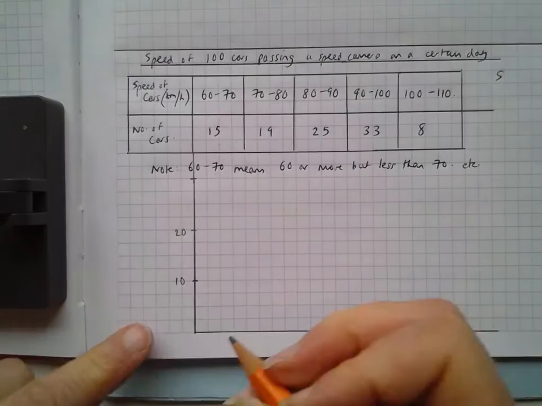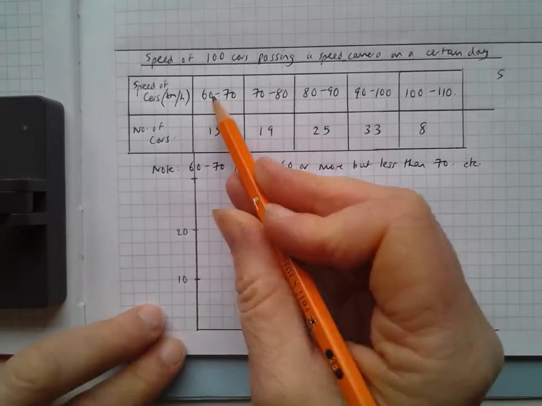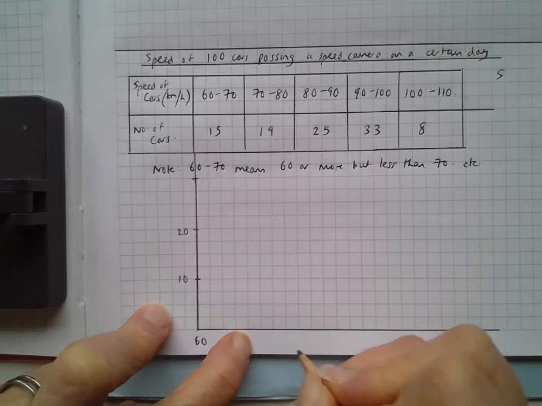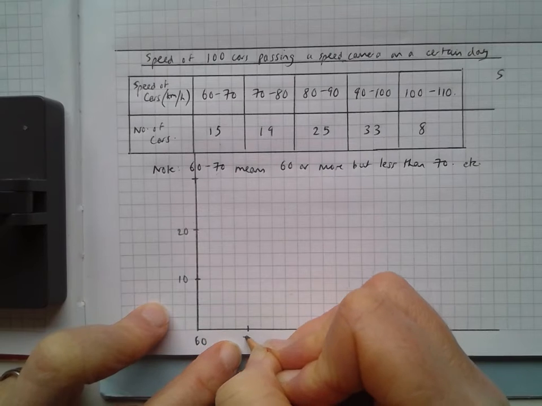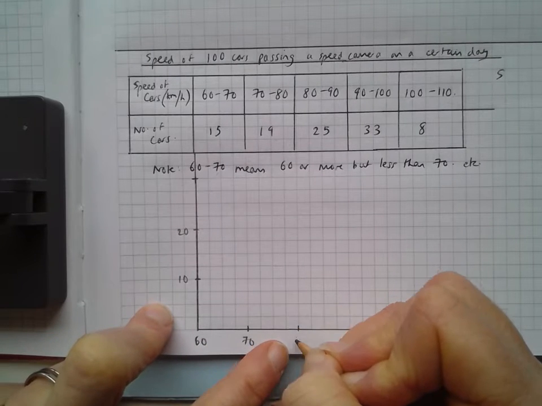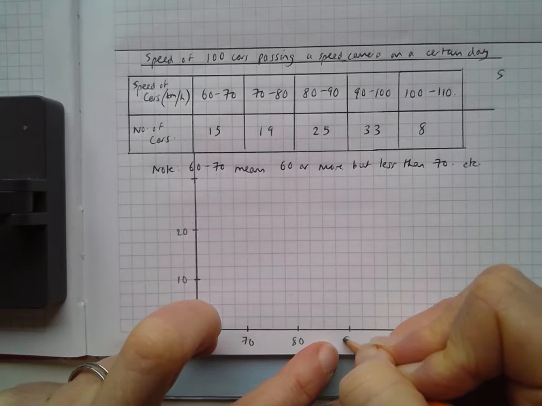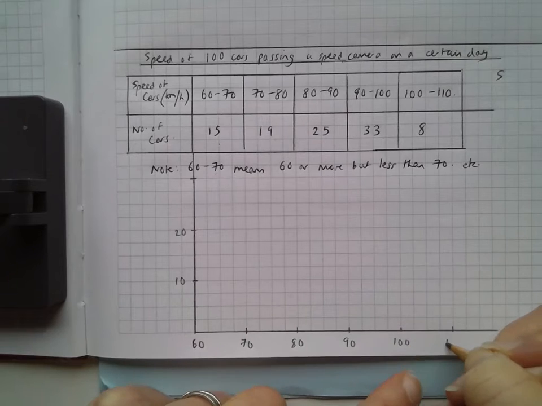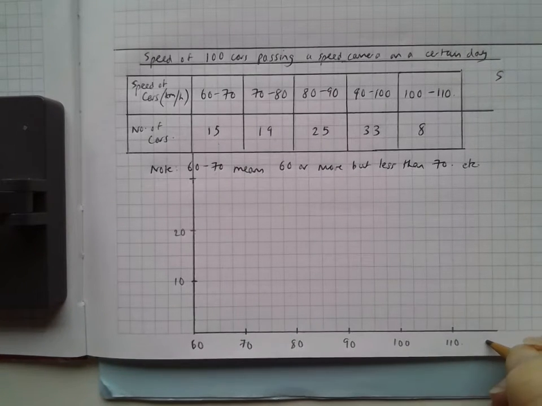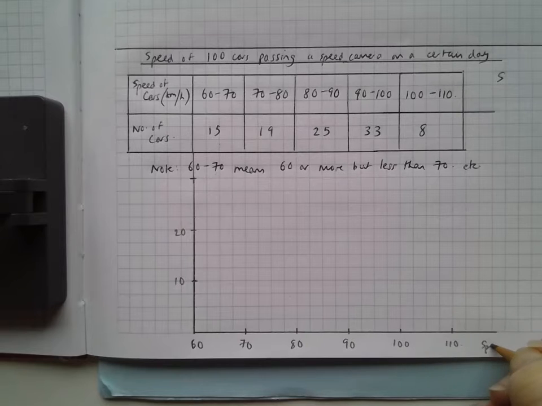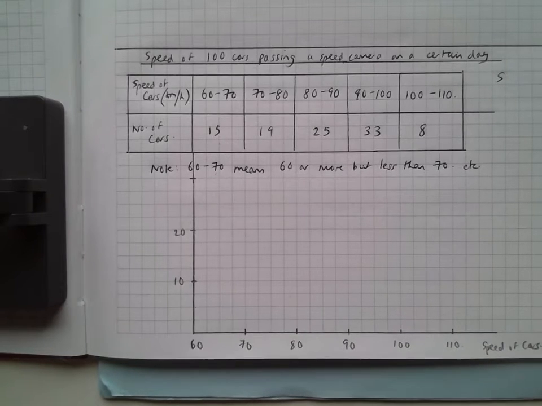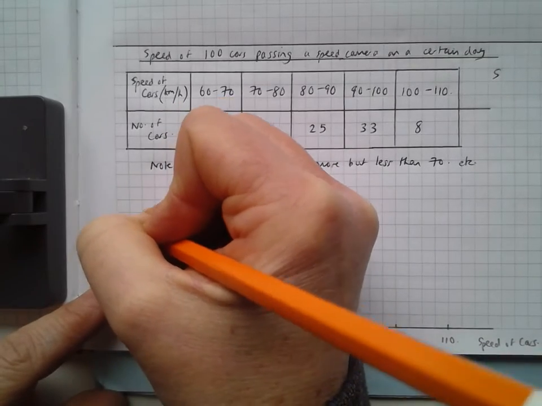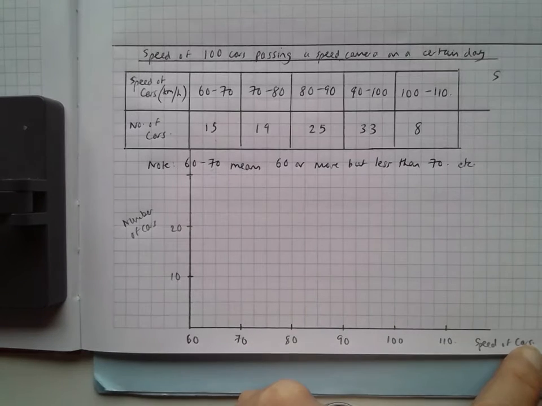Here along the bottom, notice we don't have to go all the way down to 0, so I'm going to put 60 here, and then I'm going to go along in 4s as well. I don't have to use the same scale along the bottom. 60, 80, 90, 100, and 110. This is the speed of cars. When we draw a statistical picture, it's very important that we label it, and this is the number of cars. We should really put in here kilometers per hour.